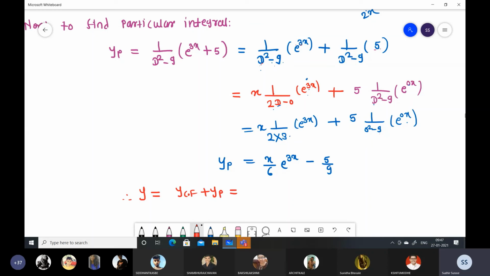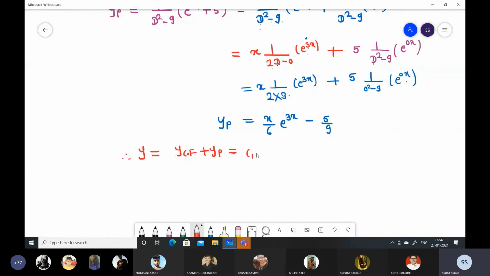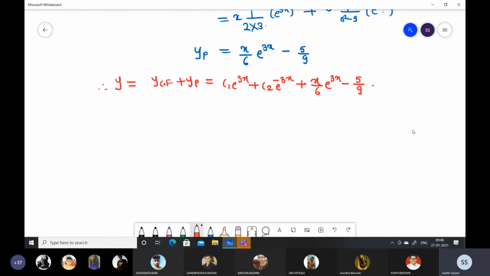So YCF is plus minus 3 now. So C1 e to the power 3x plus C2 e to the power negative 3x, and here we have x by 6 e to the power 3x minus 5 by 9. OK, fine. All right. Now let me take one example where you have to do a little adjustment while solving that example.